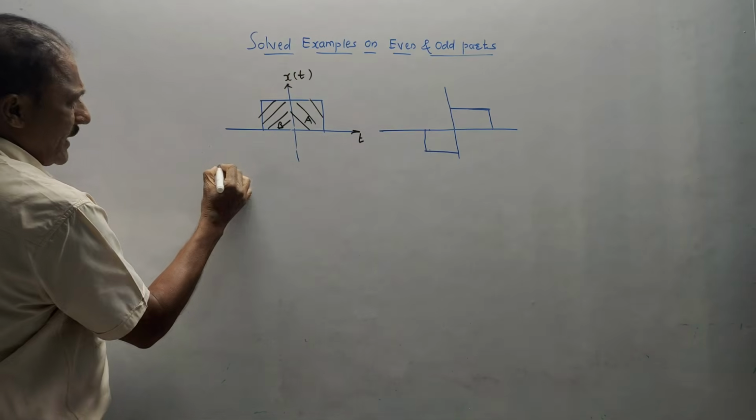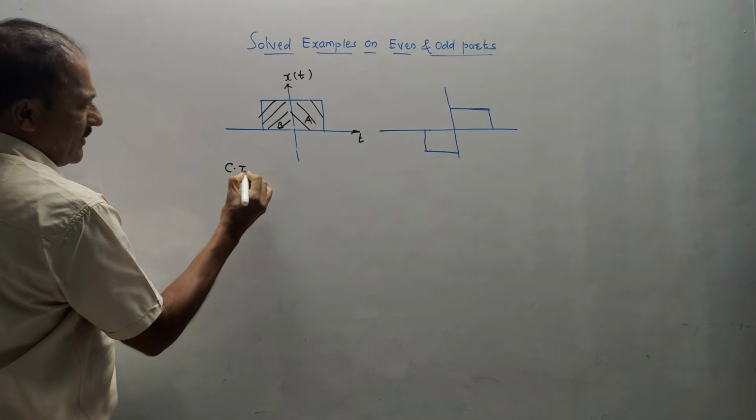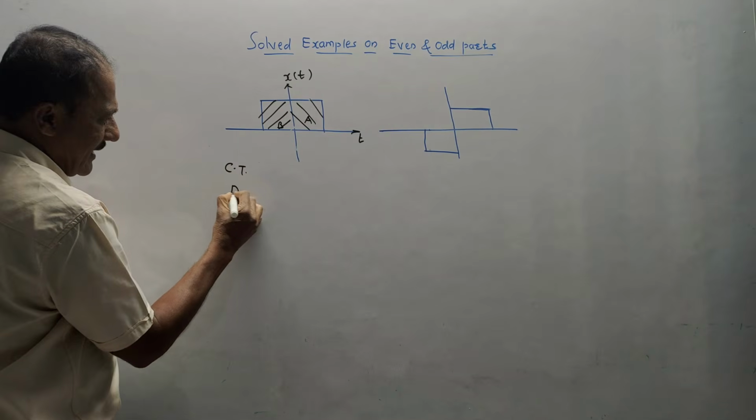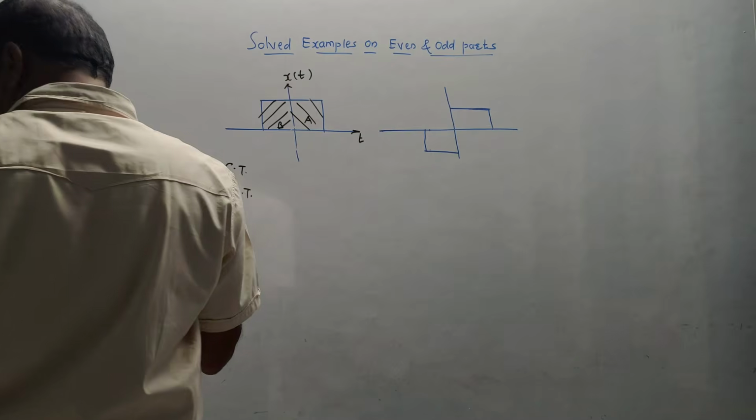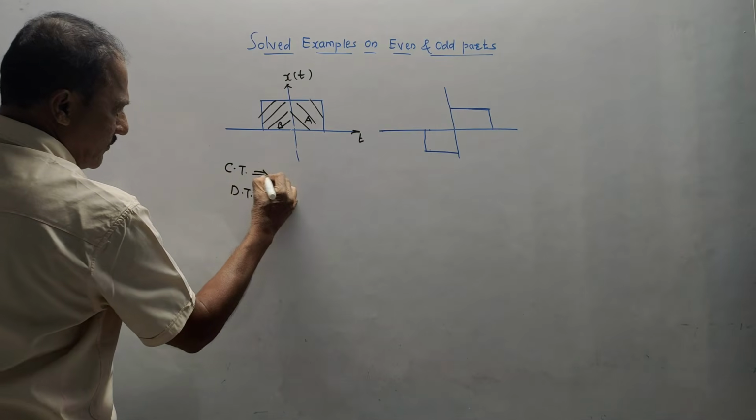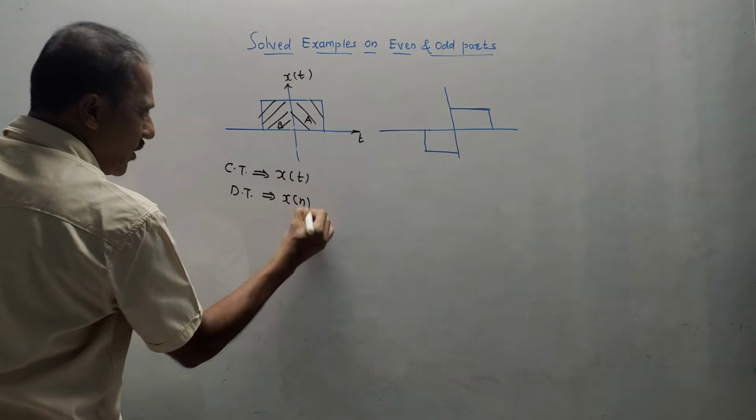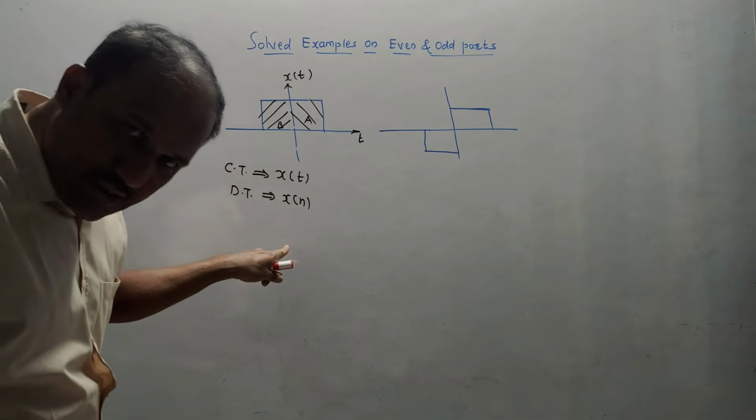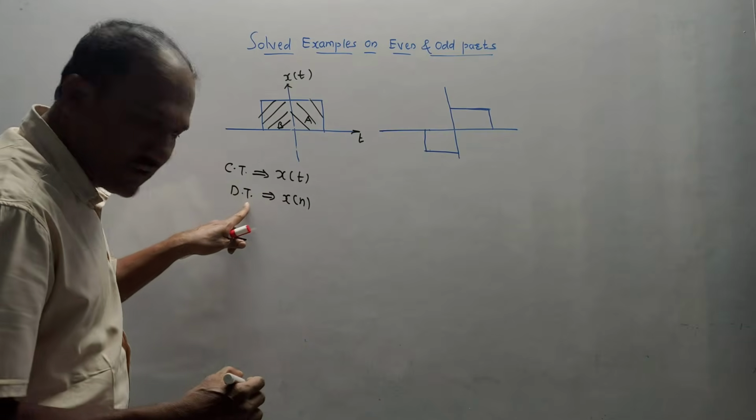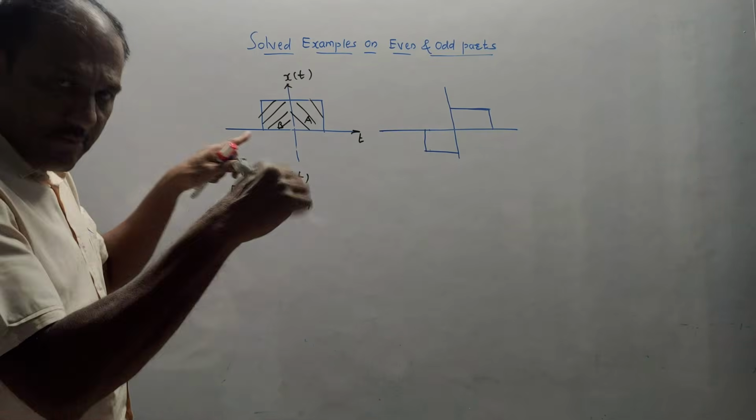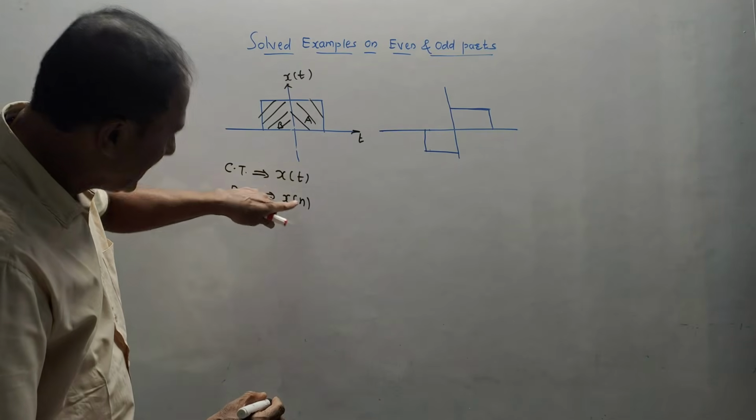Before that, there are two types of signals. One is CT, which is known as continuous time signal. Another is DT, which is known as discrete time signal. The notation for CT signal is x of t. The notation for DT signal is x of n. If you draw the same signal in the form of pulses, it is known as discrete time signal DT. Mathematically, you just have to replace t by n.